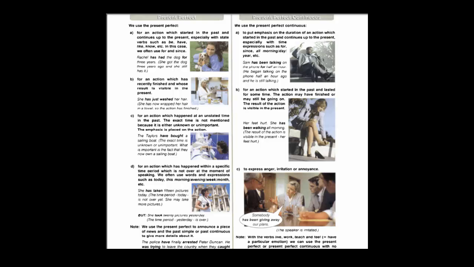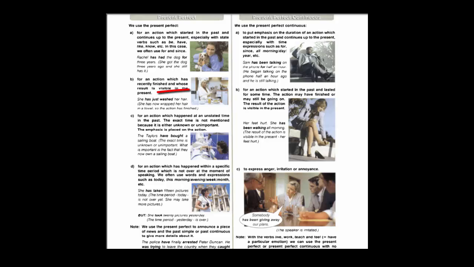We can use present perfect continuous to put emphasis on the duration of an action which started in the past and continues up to the present, especially with time expressions such as for and since, and also all morning, a day, or year. For example, Sam has been talking on the phone for half an hour. He began talking on the phone half an hour ago and he's still talking. So the action lasts for half an hour, for 30 minutes. That's why we use present perfect continuous.